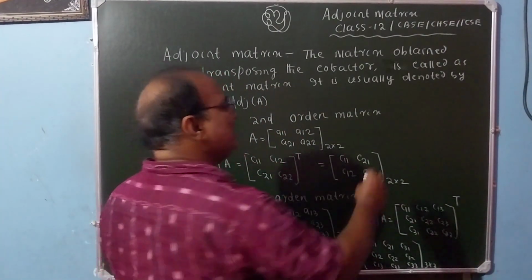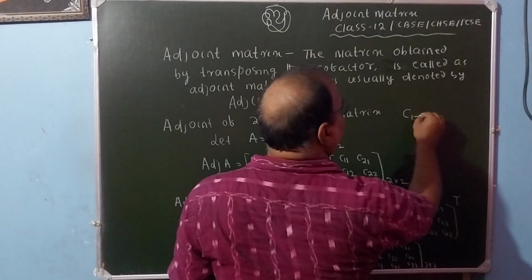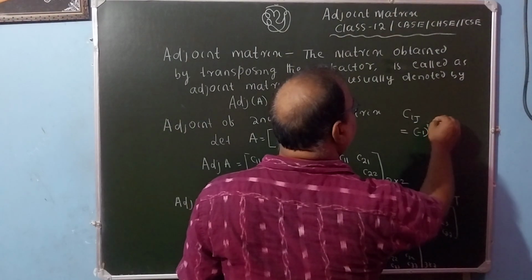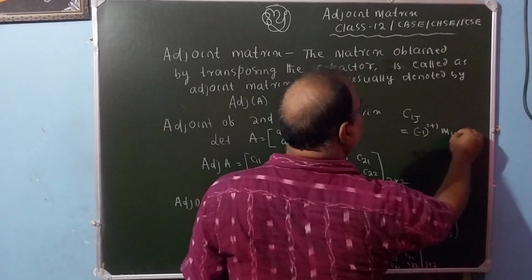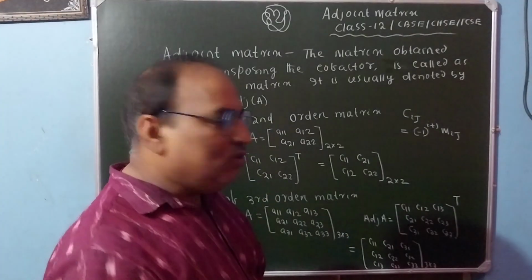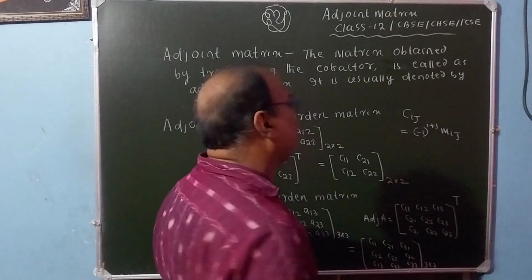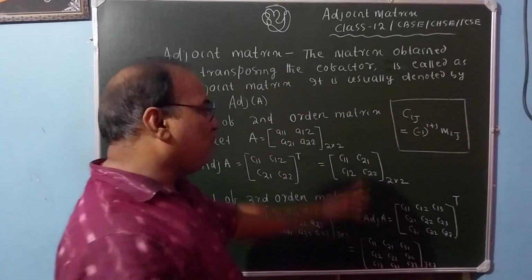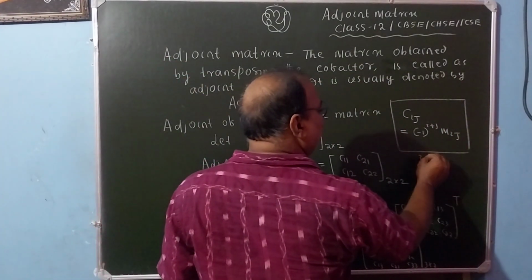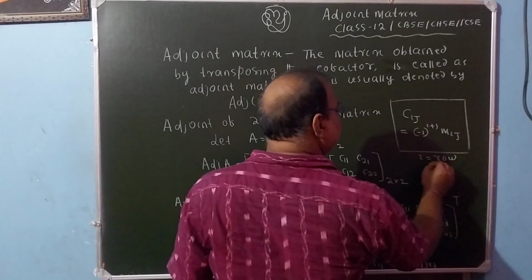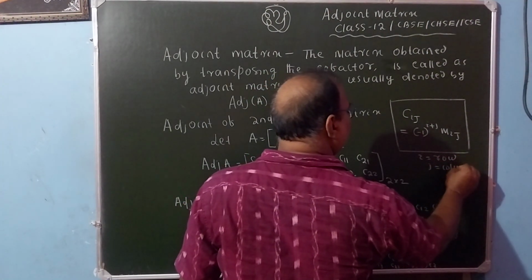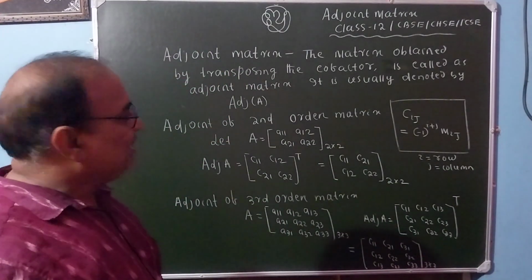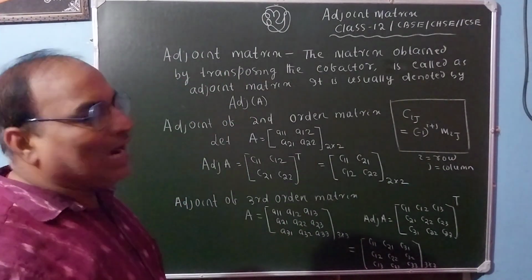What is Cij? Remember, Cij is equal to (-1) to the power i plus j times the minor of aij, where i is the row and j is the column. This is the formula you have to remember. Cij can be found by applying this formula. So this is the theory for finding the adjoint matrix.